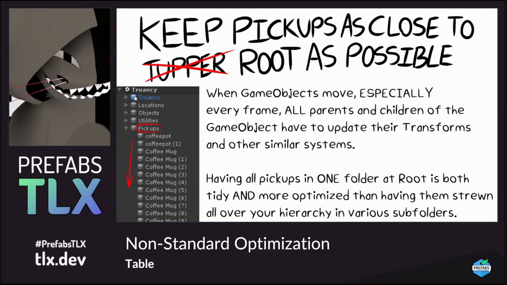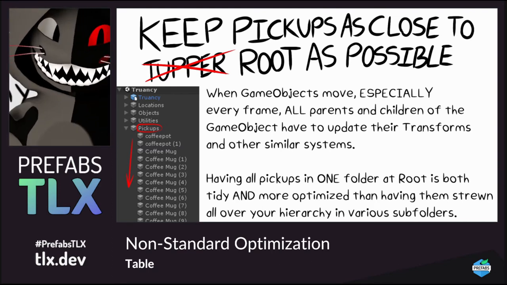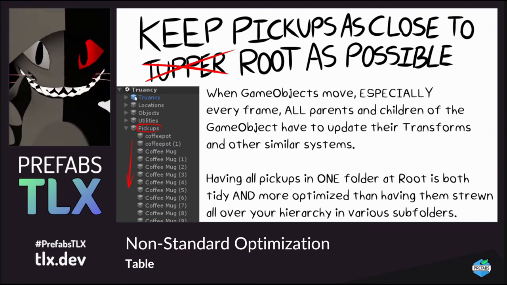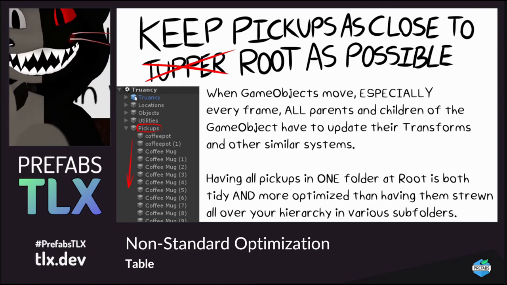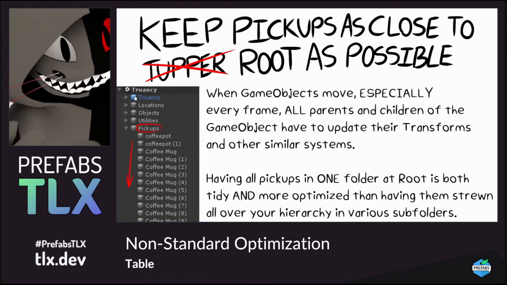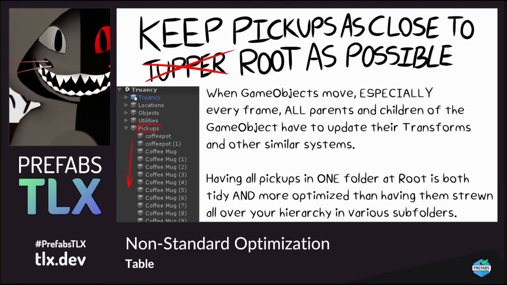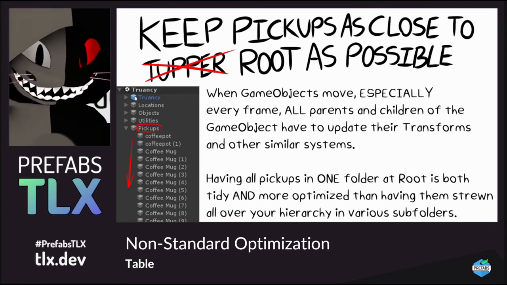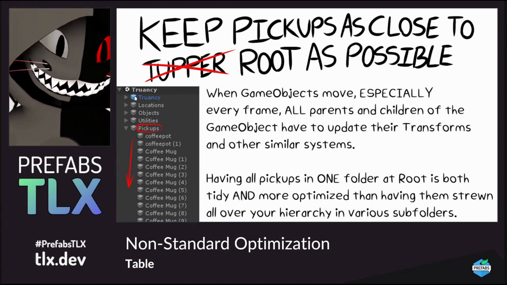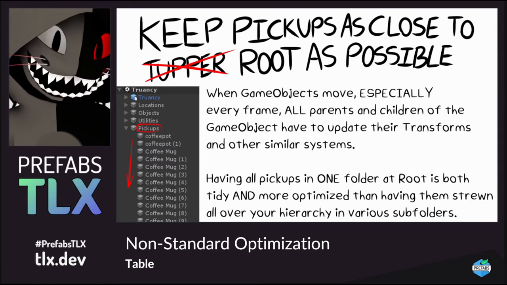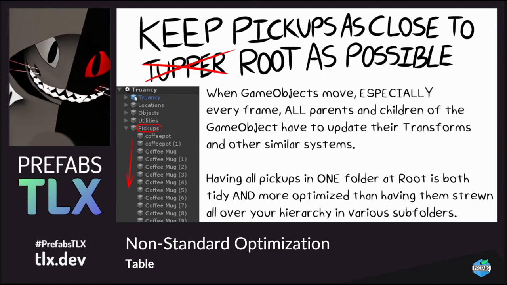More relevant to most of what you all do: keep pickups as close to root as possible. Anytime anything animated, and this also applies to animated objects, has to update a transform, all of its children and parent objects have to update their transforms too. They also have to update physics systems and a couple other components. Everything in the background has to get updated for all the parents and children, every frame. Keep pickups as close to root as possible.